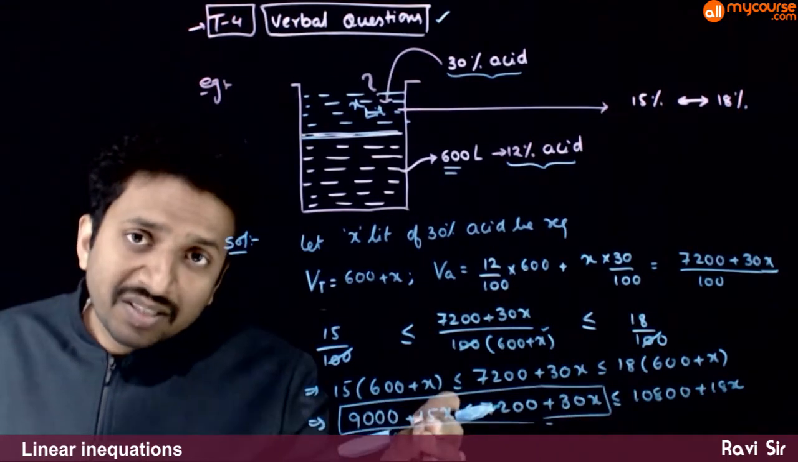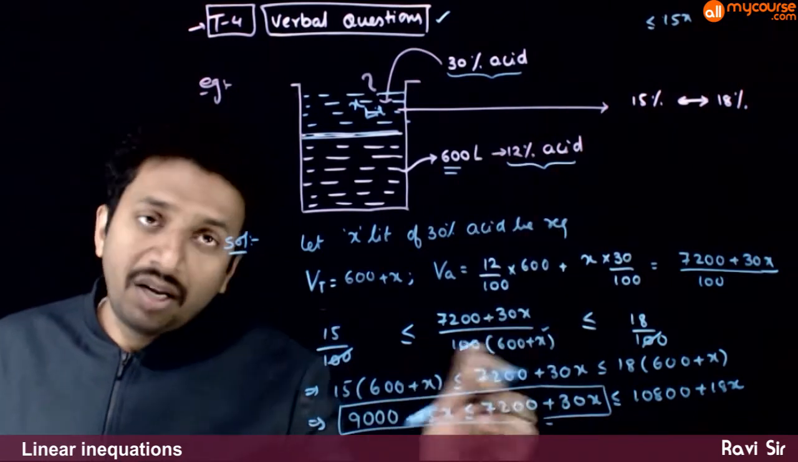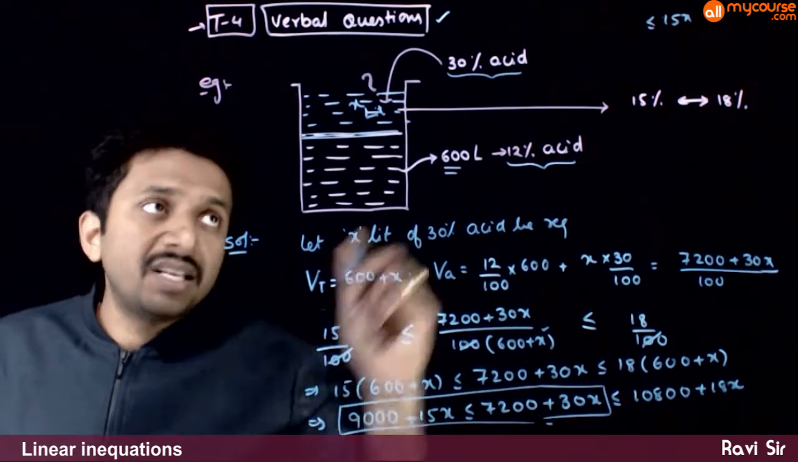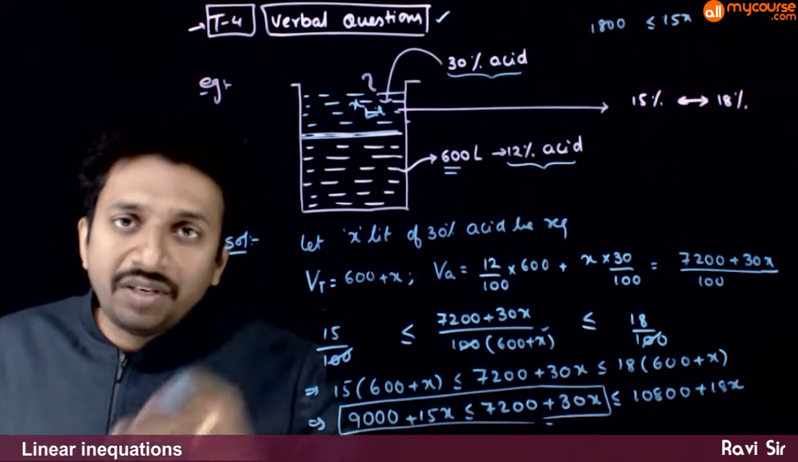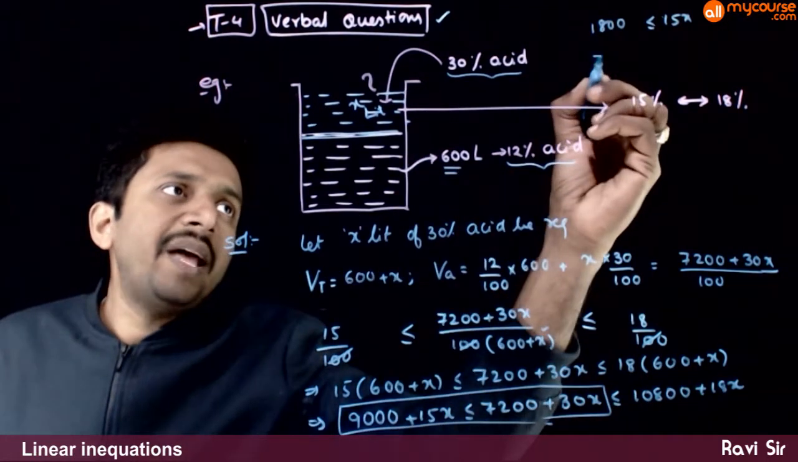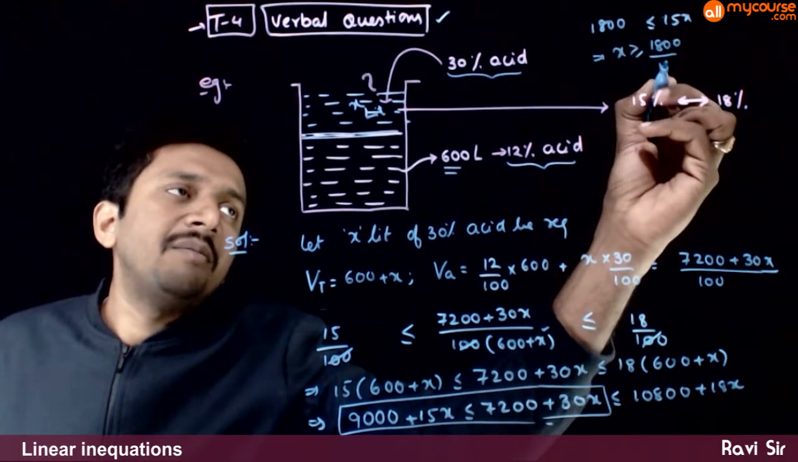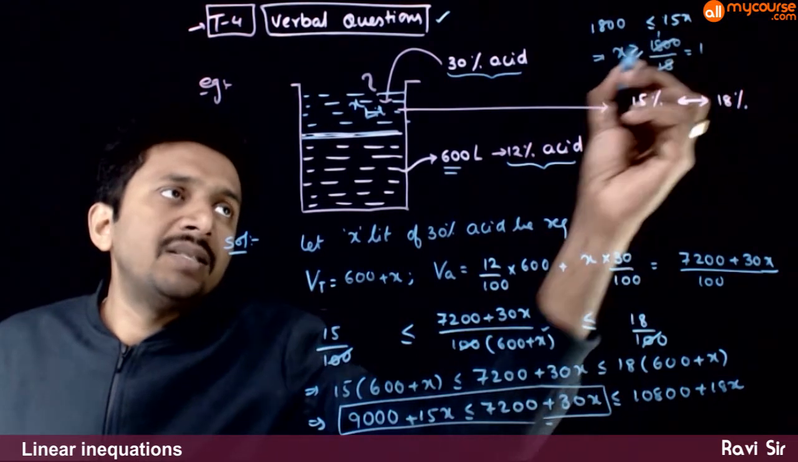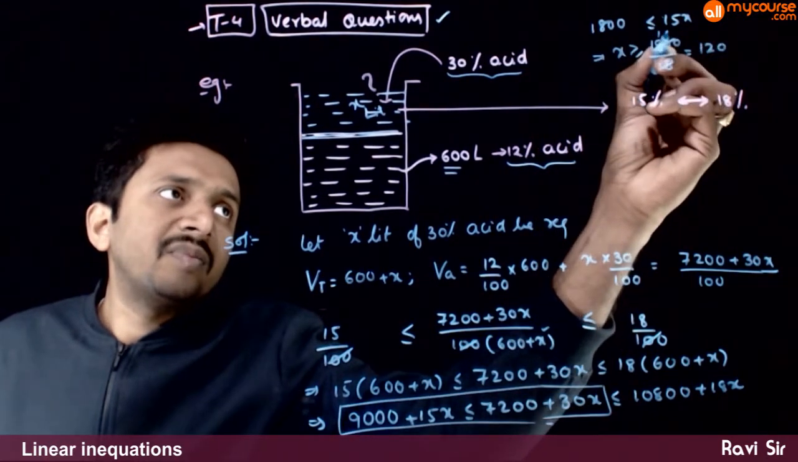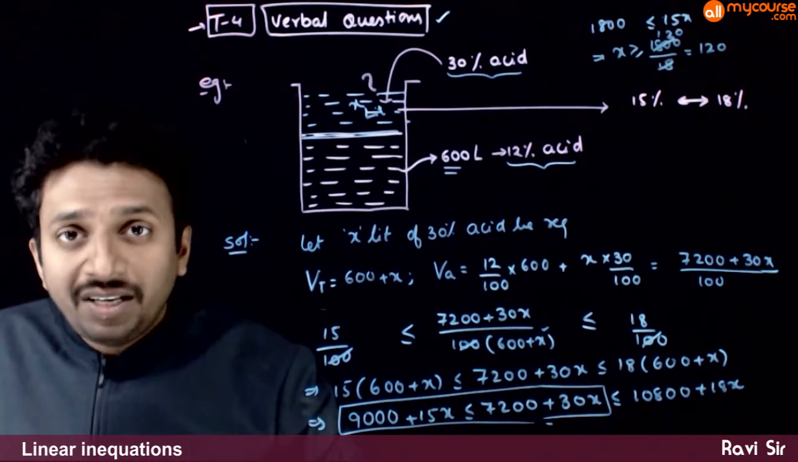If I send this 15x onto that side, you get 15x is greater than or equal to 9000 minus 7200 is 1800. This implies x is greater than or equal to 1800 by 15. That is 15 into 120 is 1800, so x is greater than or equal to 120 liters. Obviously that's the unit that we are using.